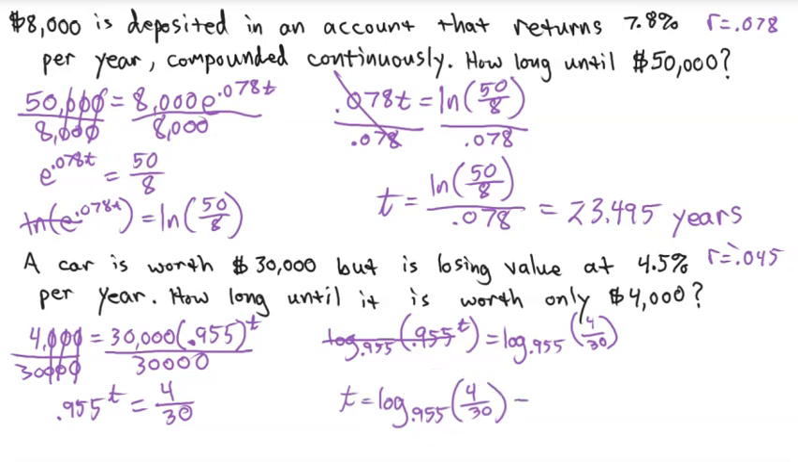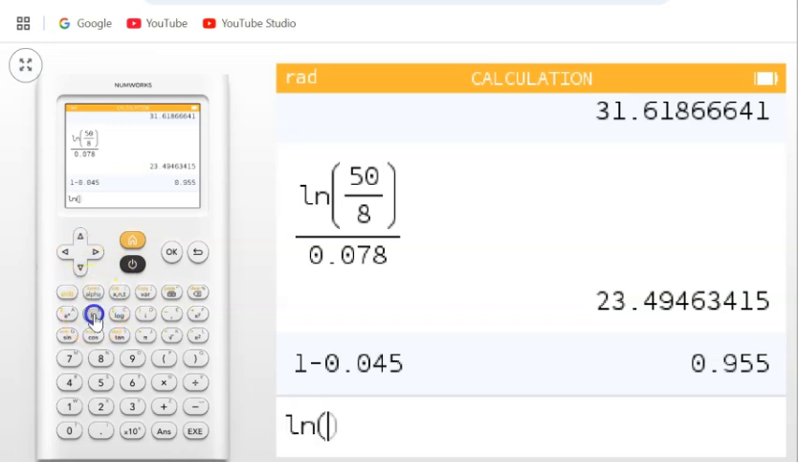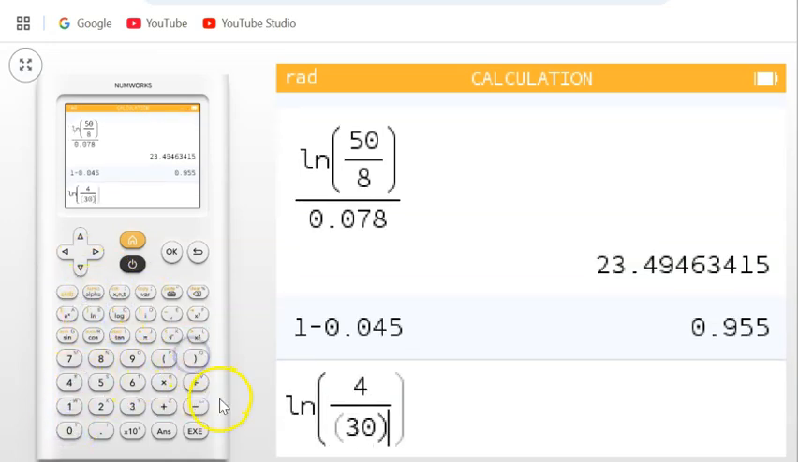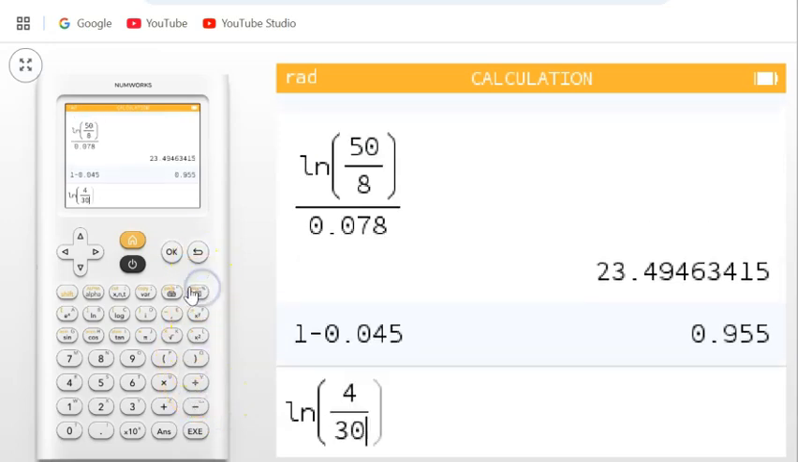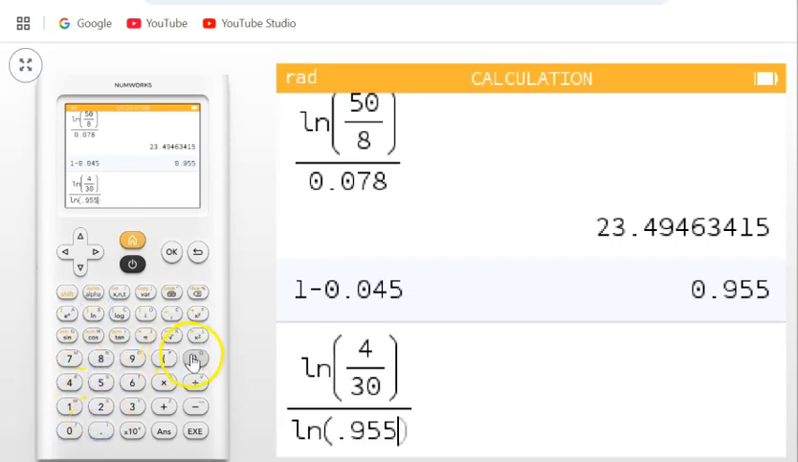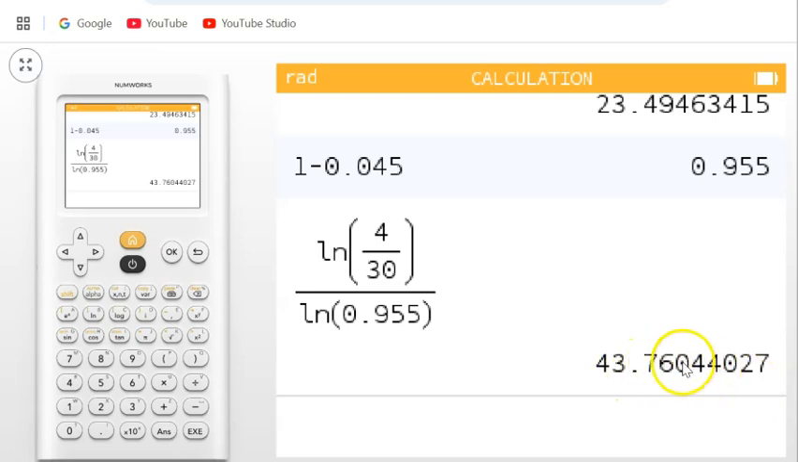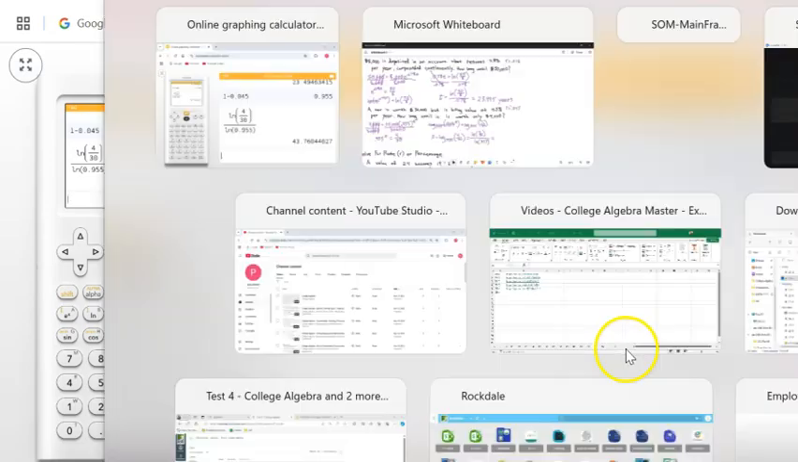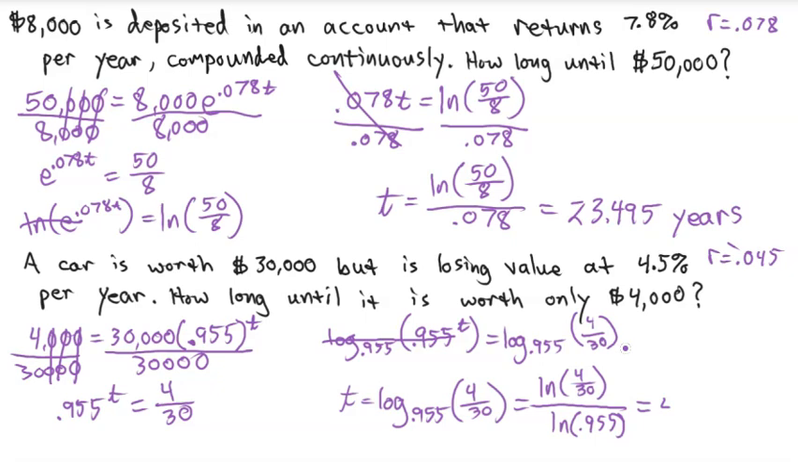To key this into a calculator, we're going to have to do a change of base. We're going to do the natural log of 4 over 30 divided by the natural log of 0.955. When we key this into the calculator, let's go ahead and do that. Natural log of 4 over 30, close parenthesis, divided by, whoops, hang on, I messed that up. Oh, I don't want a parenthesis there. I want to come over here. There we go, parenthesis. Then divided by the natural log of 0.955. And we get 43.76. This is a 0, and the 4 will not turn this into a 1. So we're going to stop at 43.76. 43.76 years. Okay, so it'll take 43 years for the value of the $30,000 car to get down to $4,000.